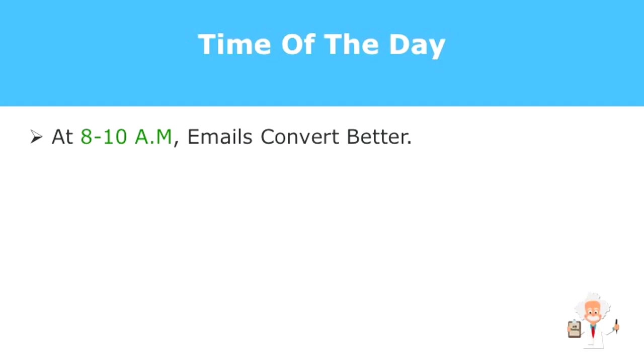Time of day. The best time of day to send email is around 8 to 10 a.m. MailChimp has found that at this time, a click-through rate of 7% was achieved when emails were sent around 8 to 10 a.m. This is most probably because many people start their day around this time and take a little bit of time to check their email.